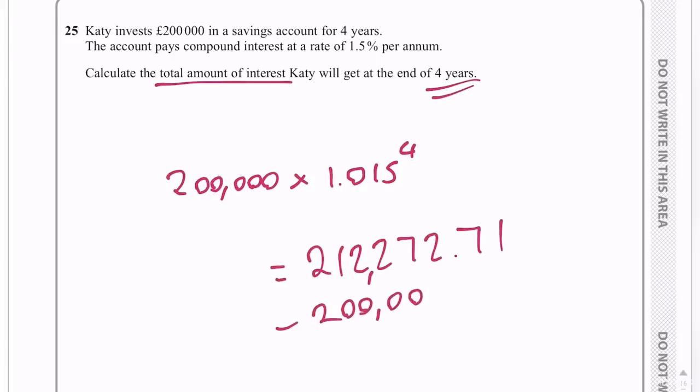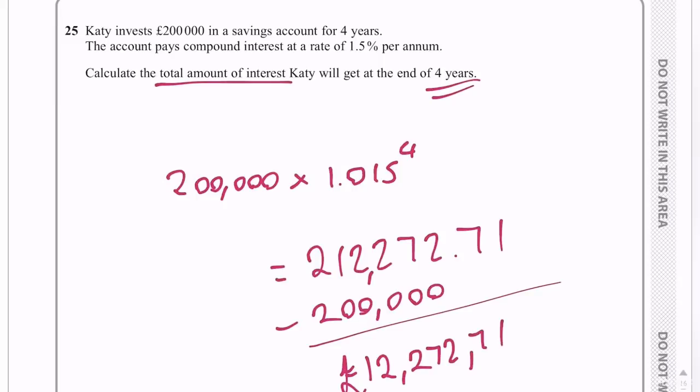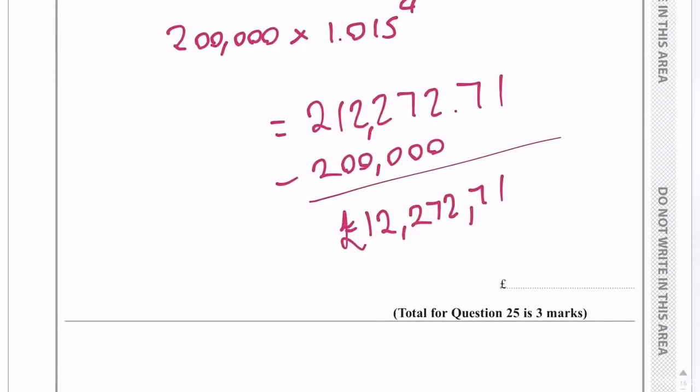So take away the 200,000, all on the calculator, minus 200,000, and that leaves us with a total answer here of £12,272 and 71 pence. And that's what we write down there. Just got to be careful on that question that you actually do read the question. It wanted the amount of interest, so £12,272.71.